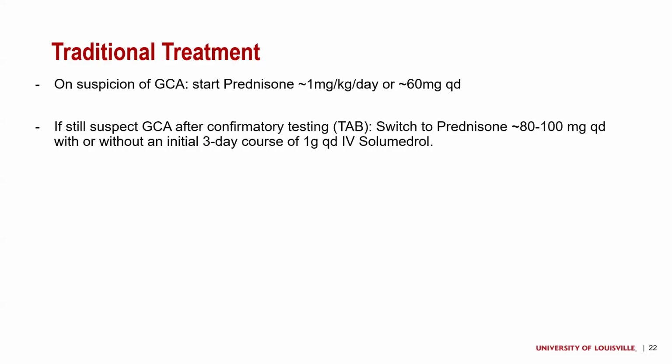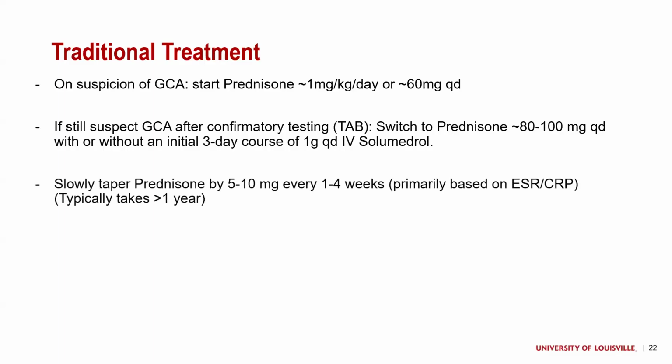Then after you get a temporal artery biopsy or some other confirmatory test and you feel confident in the diagnosis of giant cell arteritis, you switch patients to prednisone, usually around 80 to 100 milligrams daily. In some instances, providers will do a 3-day course of high-dose IV Solu-Medrol. There have been studies comparing this, and those studies have not shown a significant difference between giving IV steroids versus just going to high-dose oral. So it's really provider preference, probably not of much benefit unless the patient's already in the hospital for another reason.